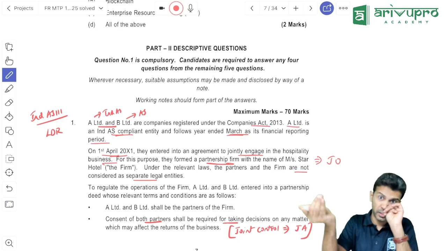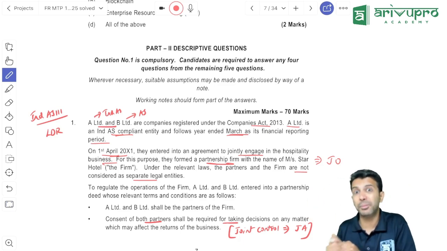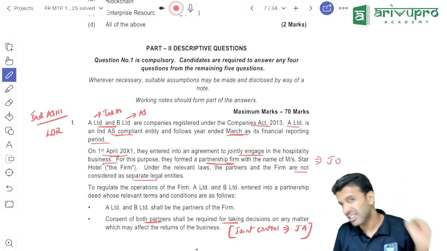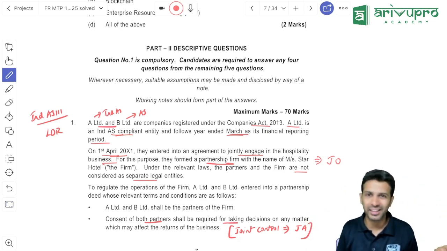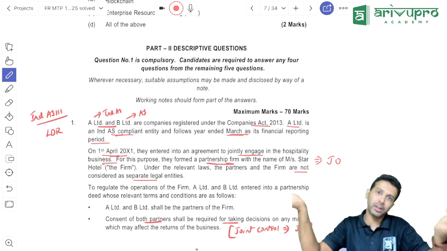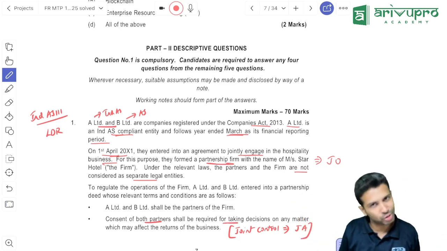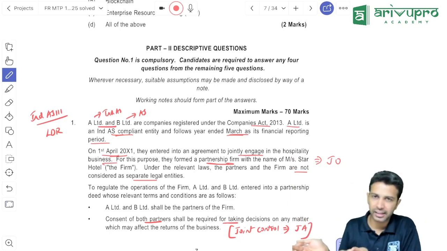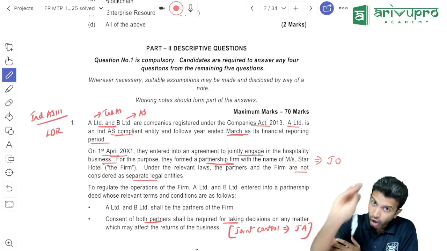If the partnership firm is not able to settle a liability, it means the partner's personal assets can be utilized to settle that liability. Partners in a partnership firm have unlimited liability. So if a firm has a liability, it means the partner also automatically has that liability. The moment they say partnership firm, it's not a separate legal entity. So it is not a JV.